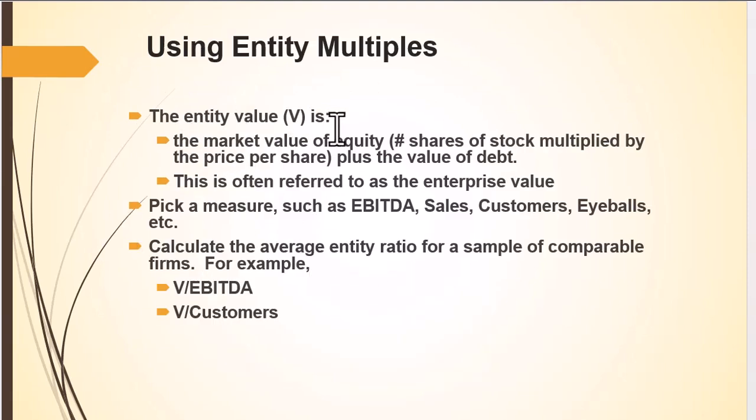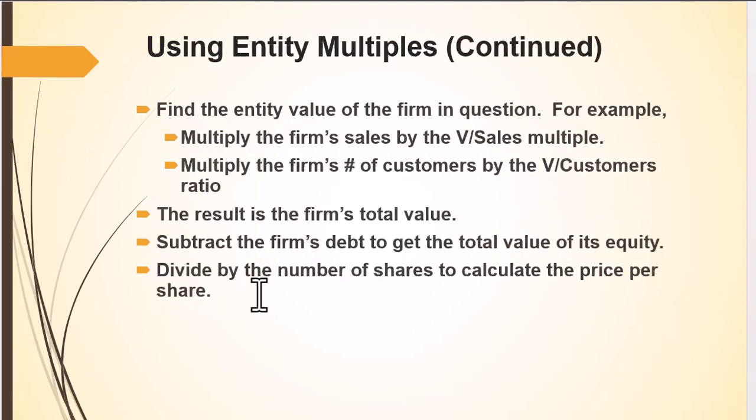So an entity value, right? This is just the market value of equity plus the value of debt. Sometimes we refer to this as enterprise value. We can calculate this many ways. So what's the average entity ratio for some comparable companies? You take the entity value and divide it by EBITDA, for instance. Now, if you multiply this by your predicted EBITDA, you would ultimately end up with a prediction of value. And that's how these multiplier models work.